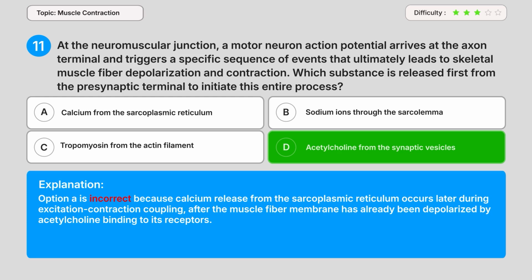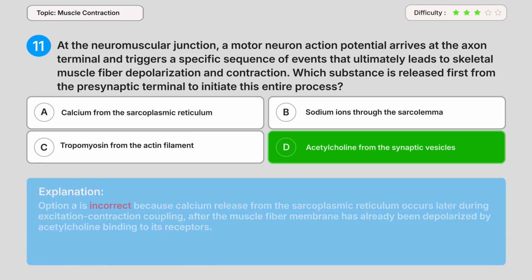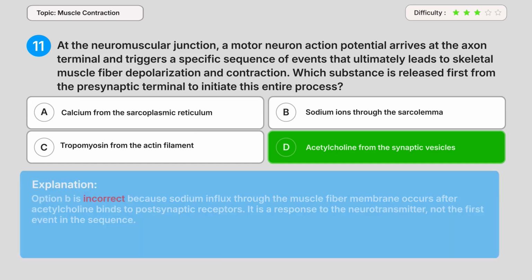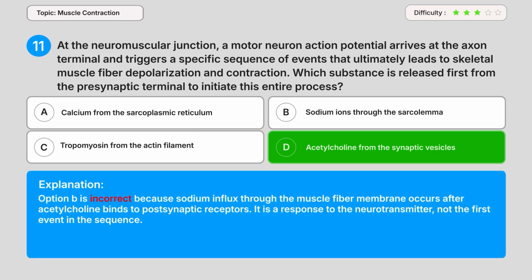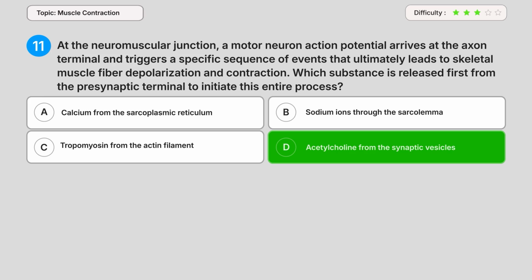Option A is incorrect because calcium release from the sarcoplasmic reticulum occurs later during excitation-contraction coupling, after the muscle fiber membrane has already been depolarized by acetylcholine binding to its receptors. Option B is incorrect because sodium influx through the muscle fiber membrane occurs after acetylcholine binds to postsynaptic receptors. It is a response to the neurotransmitter, not the first event in the sequence.